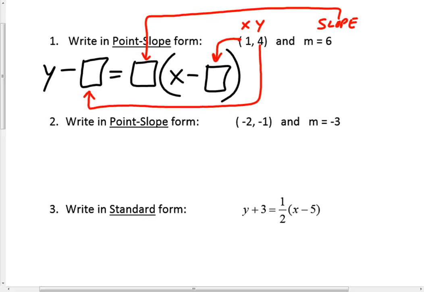I gave you the pattern. All you needed to do was follow the pattern that we had in our notes. Then take away the boxes. We've got y minus 4, 6, x minus 1. You don't need to do the distribution in order to do point slope. You're done. Box it in.